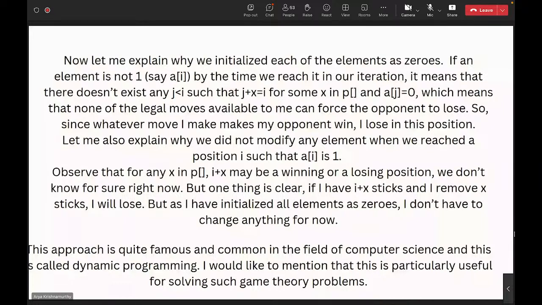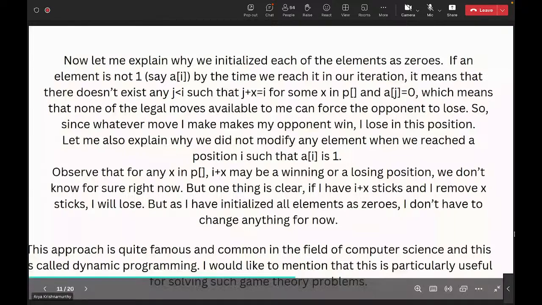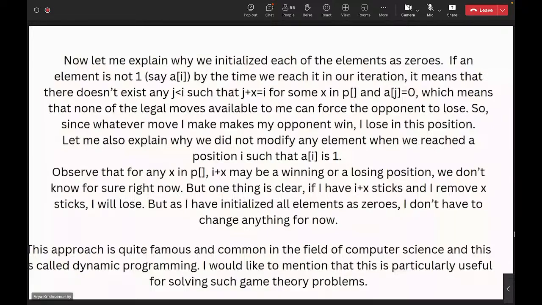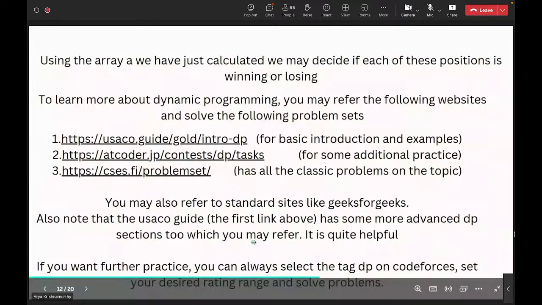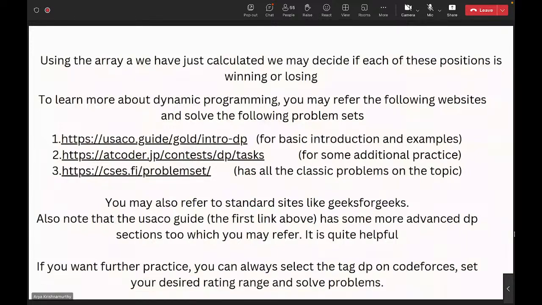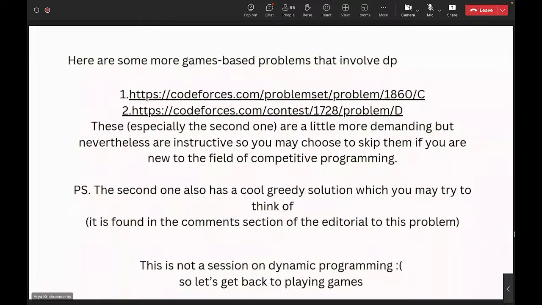The approach that we have followed to solve this problem is quite famous in the field of computer science, and it's one of my most favorite topics. It's called dynamic programming. It is extremely useful in solving some game theory problems. I've also attached a couple of resources to learn dynamic programming in a better way, and some game theory problems which are related to dynamic programming. You may go through them after the session.